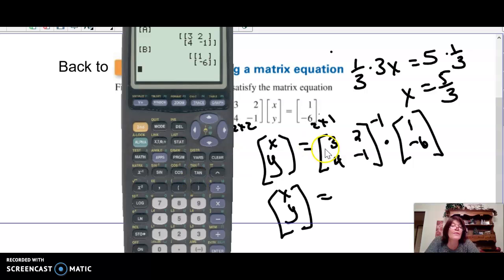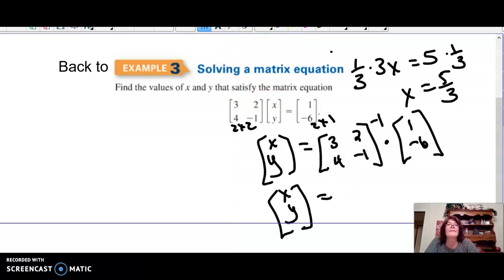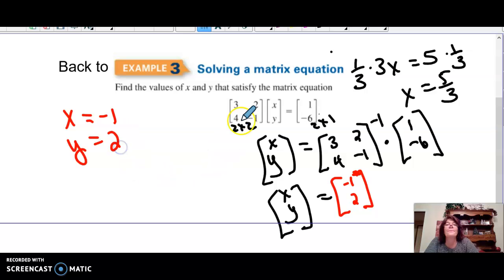So for me to solve this equation, I am going to take matrix A, and I want to do the inverse of that times my matrix B. And when I do that, I get negative 1, 2. So that means my answer for X was negative 1, 2. And we talked about in 6.2 what this means when two matrices are equal. This means that X equals negative 1 and Y equals 2.